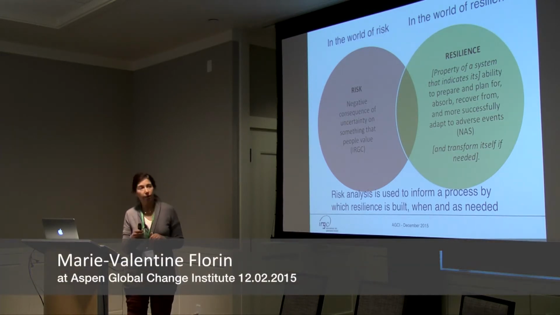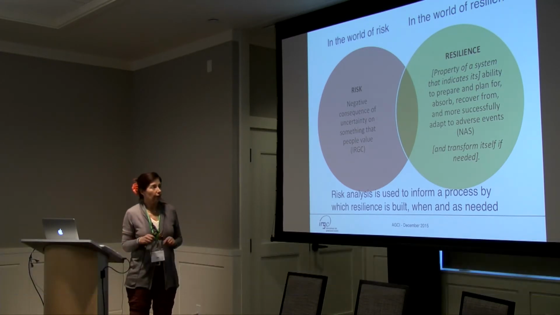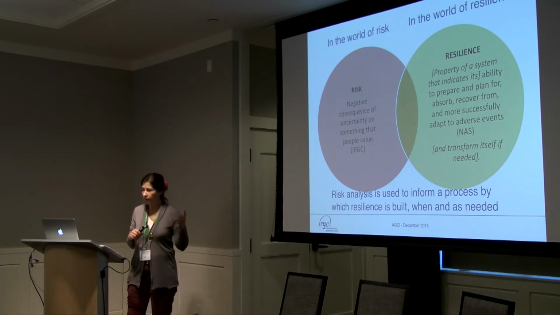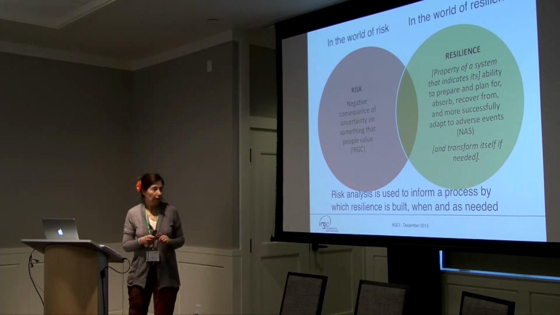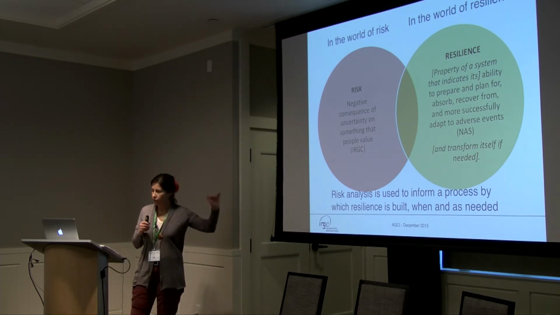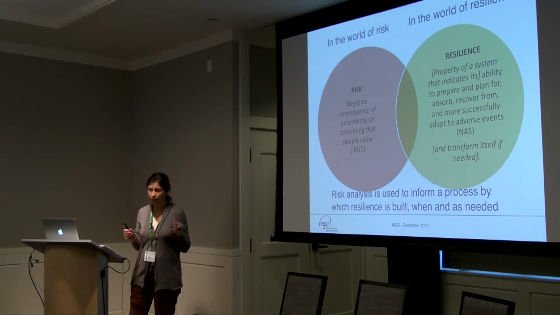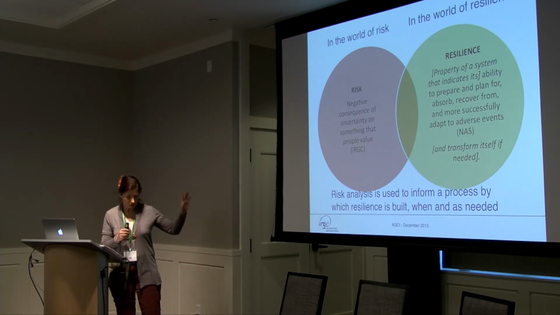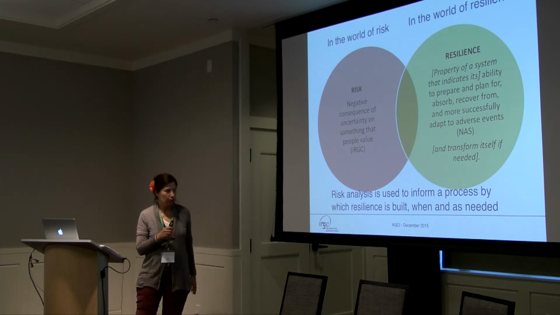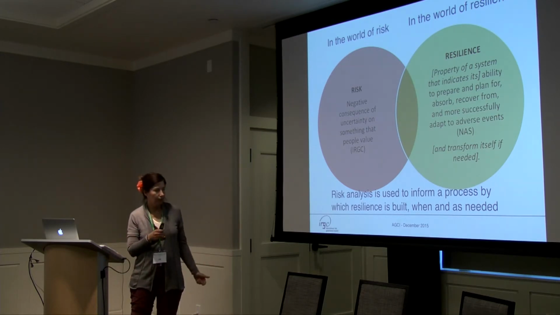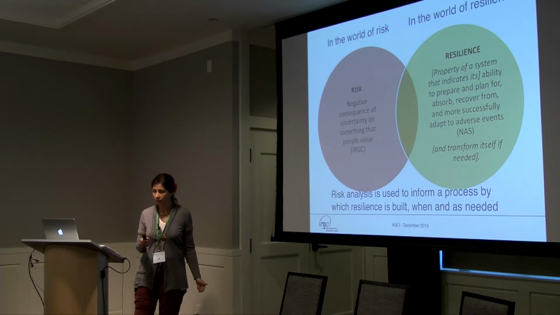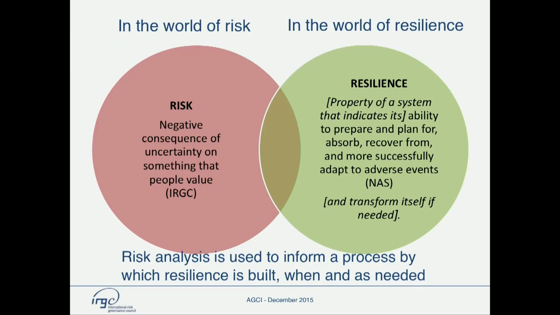And on the side of resilience, we have what I call a property of a system that indicates its ability to prepare and plan for, etc., and at the end, I finish with: and transform itself if needed, if necessary. My proposal for this first slide is to say that risk analysis is used to inform a process by which resilience is built when and as needed. So this is a proposal. Take all of what I'm going to say as a proposal.